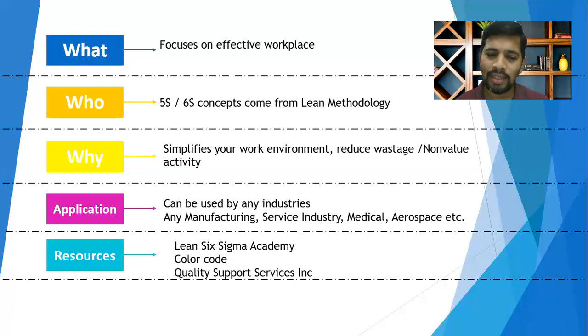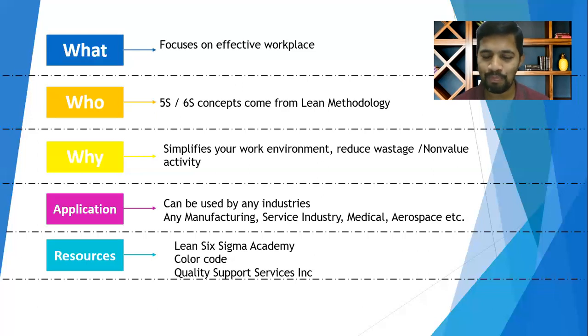I have taken the material, and it's going to be very rich, because I have taken it from three sources: Lean Six Sigma Academy, the color code from Color Code Six Sigma, and Quality Support Services Corporation. So the material is going to be very interesting. Please stay tuned till the end to get to know the ins and outs about 5S. I'm sure at the end of this video you will endorse me that this is completely covered end to end.